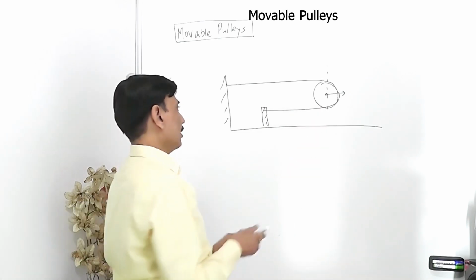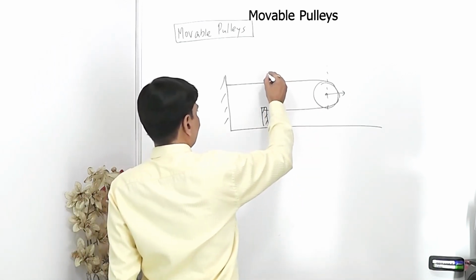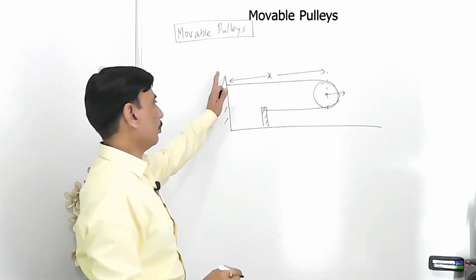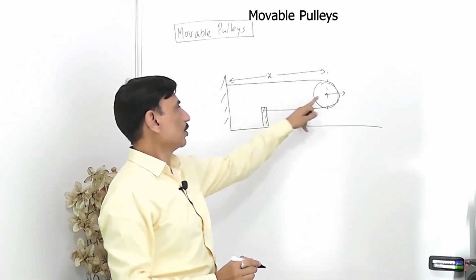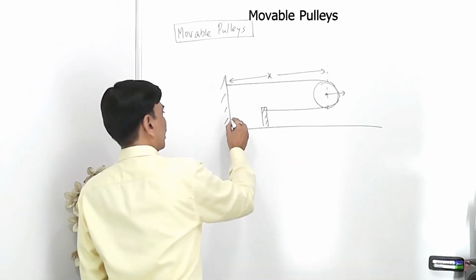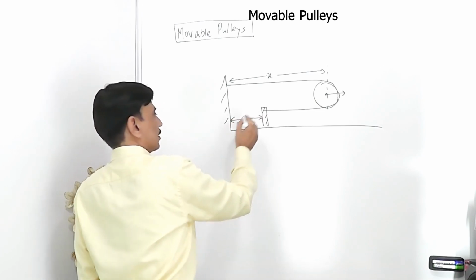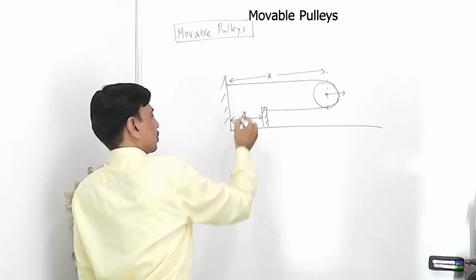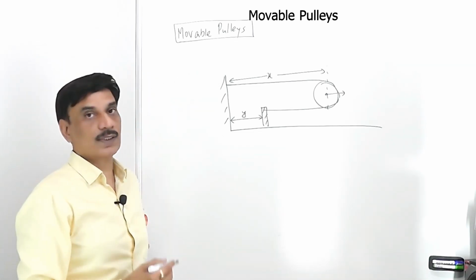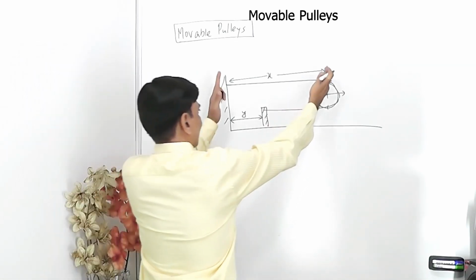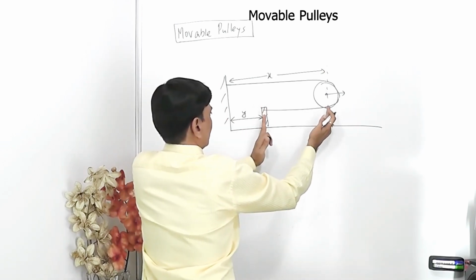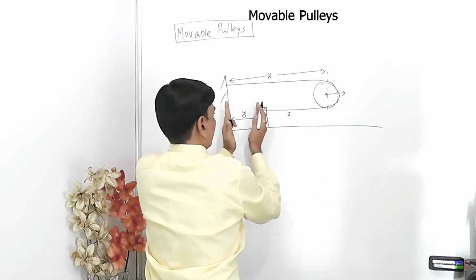What we do is we take this length, let's say from here to here as x. From the wall we have taken the distance to the center of the pulley as x, and the block is at a distance y from the same wall. The length of the string is constant. So if this is x, this is y, then this length is what? So this is x minus y.